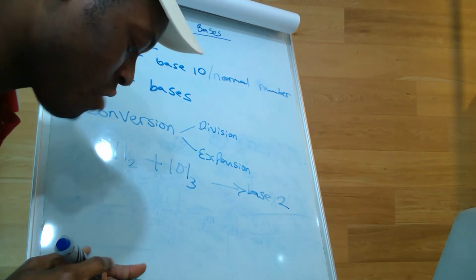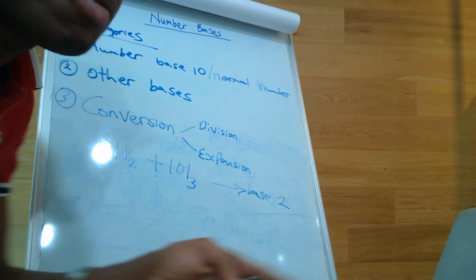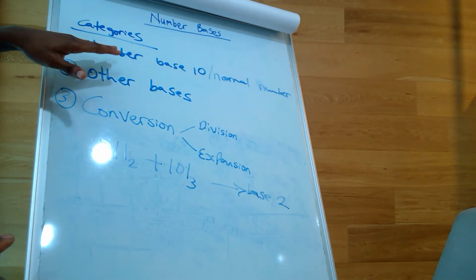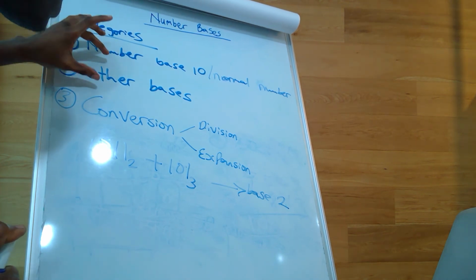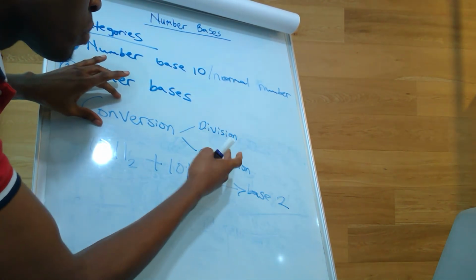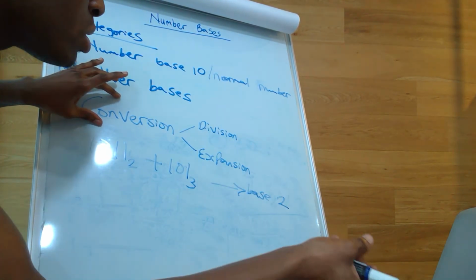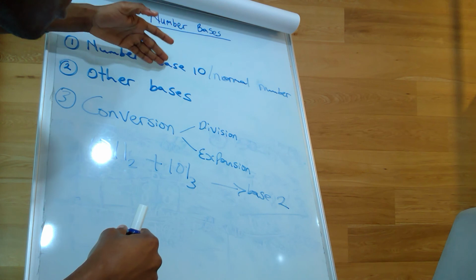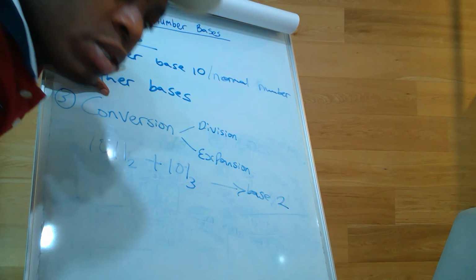I hope we have been able to get one or two things under this topic, under this video, which is the fundamental basis of number bases. Just know that we have those two categories of number bases, which is base 10 and base 2. Under conversion of bases, there are two methods. Division, you are making it smaller, that is from a big base 10 to smaller bases. Expansion, from other bases back to base 10. So you can either move from base 10 to other bases and from other bases to base 10. You cannot move from other bases to other bases directly.